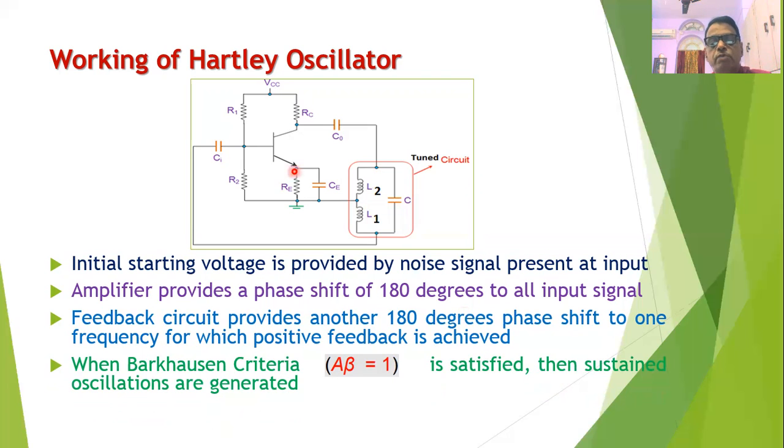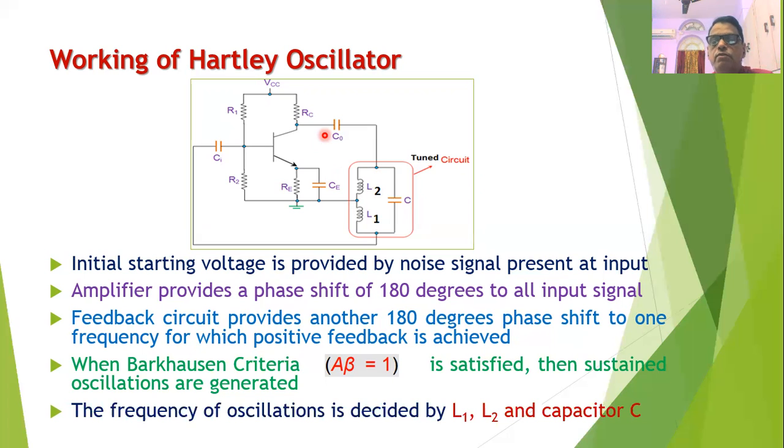Now, when the Barkhausen condition A beta equal to 1 is satisfied, that is when the product of the voltage gain of the CE amplifier and the feedback ratio beta of the feedback circuit is equal to 1, then we know that sustained oscillations are generated at the output of the amplifier. The frequency of oscillation will not depend upon the CE amplifier, but it will depend upon the components that are used in the feedback circuit, that is the components that are used in the tuned circuit. Therefore, the inductors L1, L2 and capacitor C will decide the frequency of the Hartley oscillator.